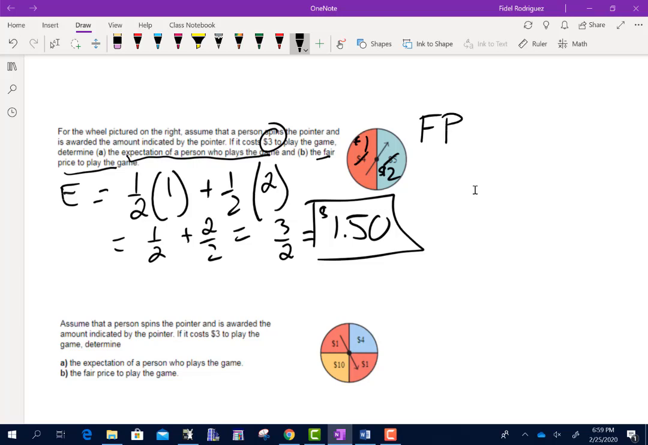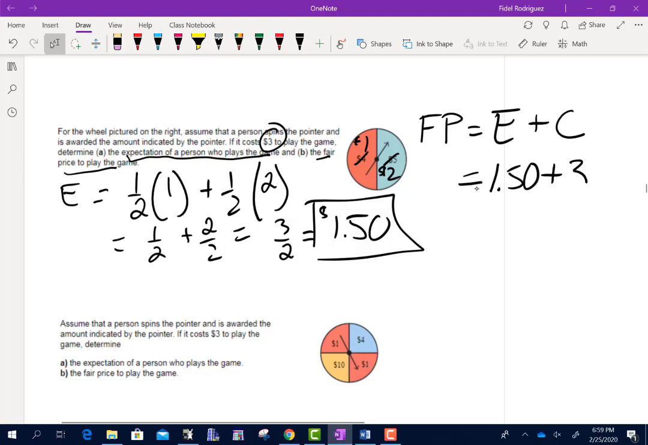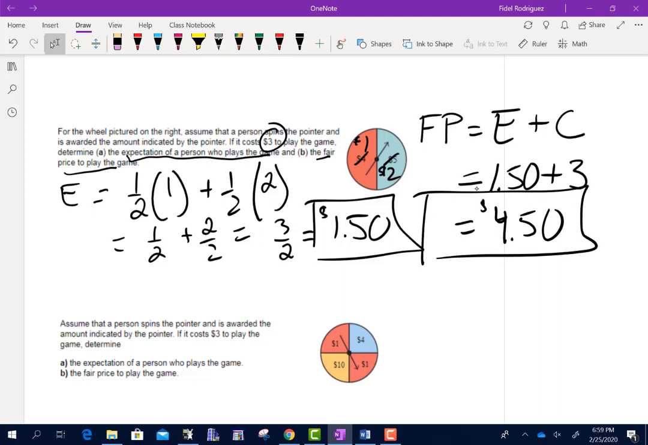Now we're going to find part B, the fair price. So the fair price is equal to the expected value plus the cost to play. The expected value is $1.50. The cost to play is $3. So the fair price really would be $4.50.